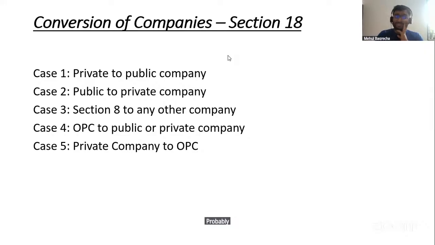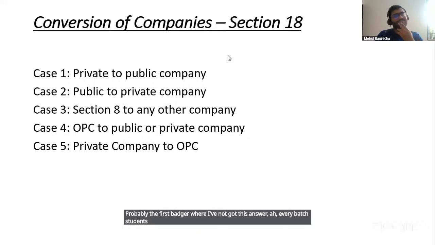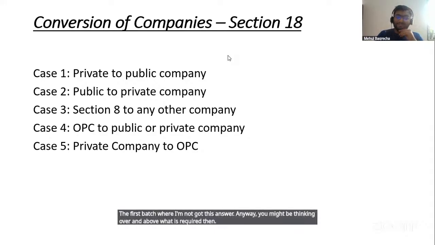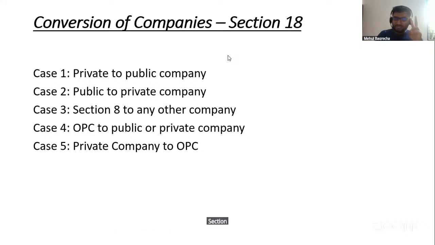Probably the first batch where I've not got this answer. Every batch, students are clear, they'll give this answer. The first batch where I've not got this answer. Anyway, you might be thinking over and above what is required. Then Section 2, clause 68 itself will change completely in this case.